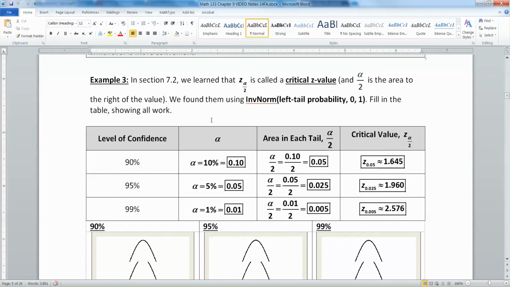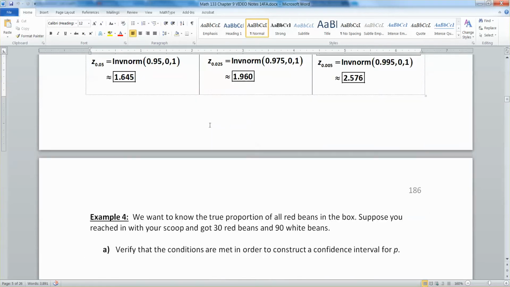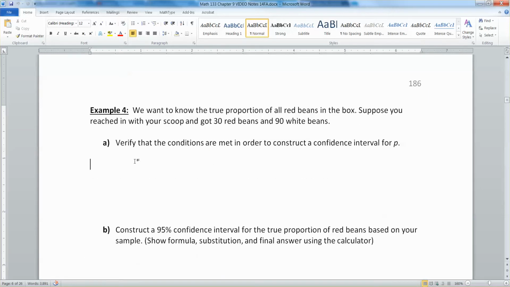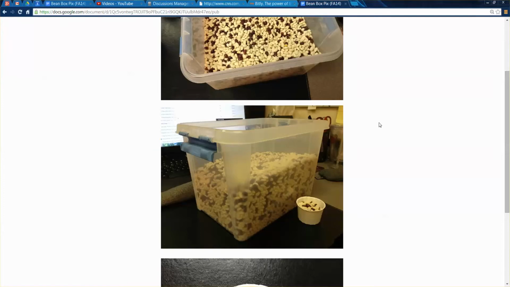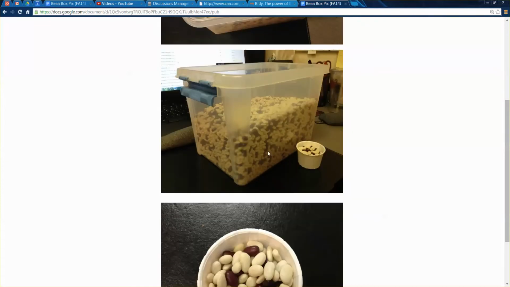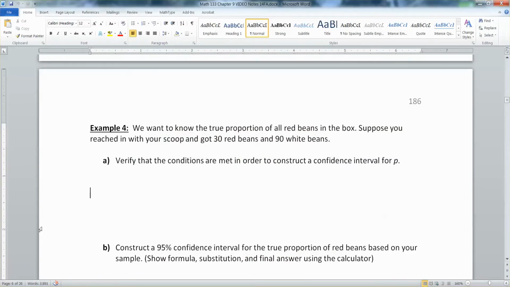All right, so now let's actually get closer to making a confidence interval. So we're going to use that little scoop that we have from a big box of beans. Let me just pull up the picture right here. So we have this little scoop and this big box, right? So that's the sample. And we want to verify the conditions are met in order to construct a confidence interval.